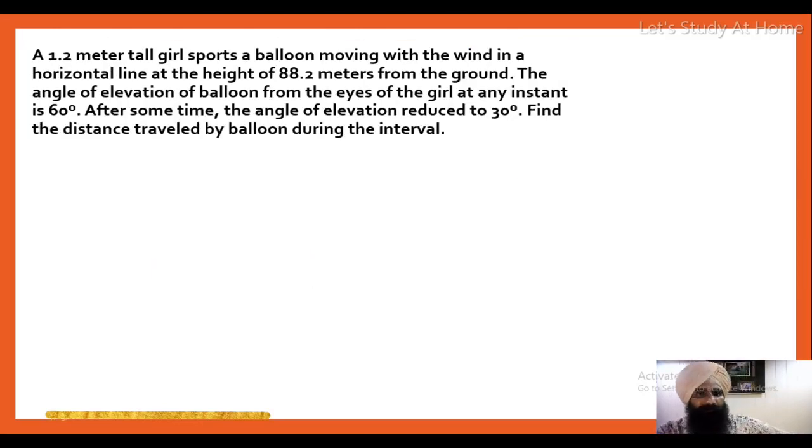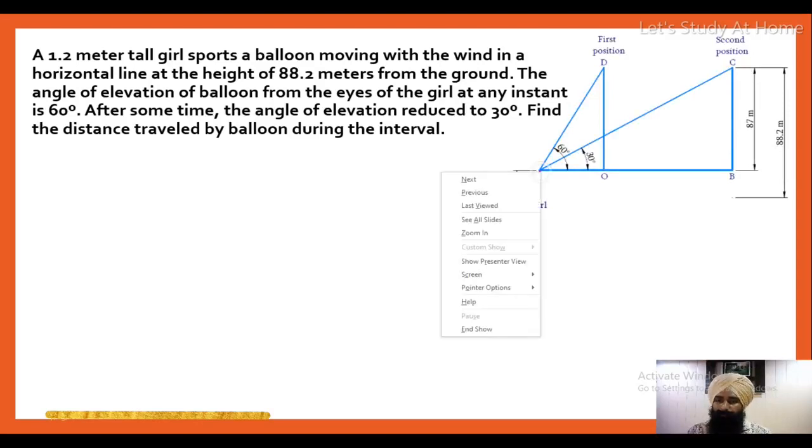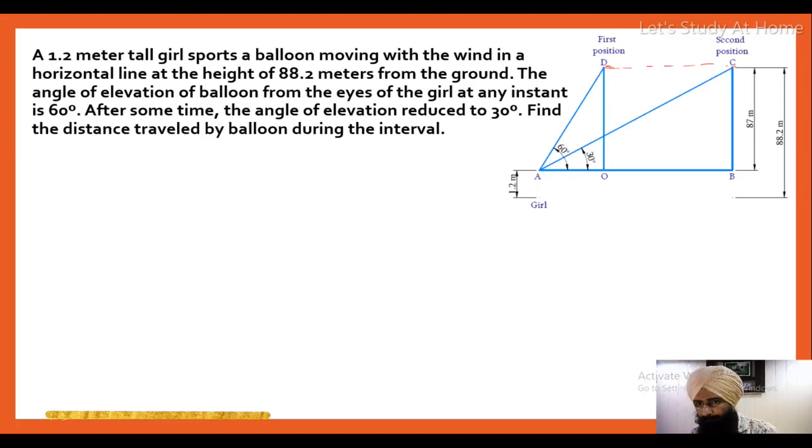A 1.2 meter tall girl spots a balloon moving with the wind in a horizontal line. Okay, the same question which we have done already. Now the girl is in the same place but the balloon is moving. This is the first position of the balloon, after that the balloon will be here. This is the second position of the balloon.